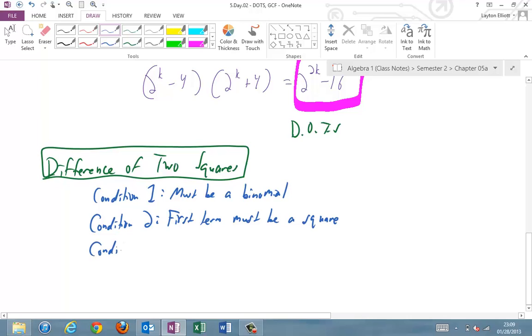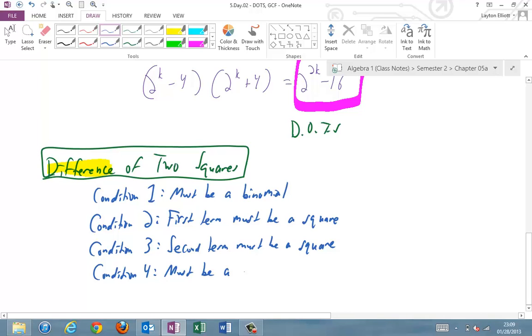Condition 3. Actually, let's go 4 conditions. I just miscounted. The second term must be a square. And then lastly, condition 4. Yeah, I lied. Sorry. Fourth condition. I forgot the difference part, and that's important because it kind of characterizes the whole thing. There must be a minus sign. It must be an actual difference, meaning subtraction.